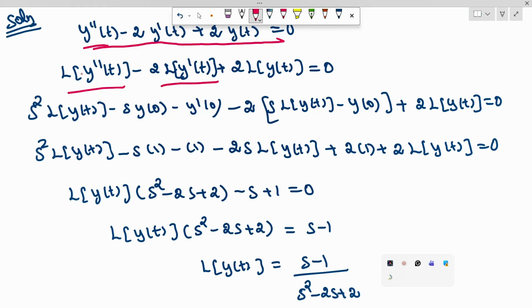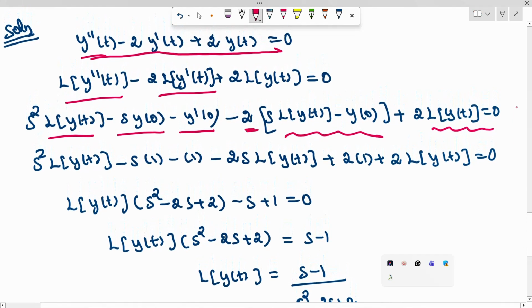We know the result for L of y double dash of t: s square into L of y of t minus s into y of 0 minus y dash of 0. And also apply the L of y dash of t result here. Minus 2, this 2 is common for all. Minus 2 into s into L of y of t minus y of 0, plus 2 into L of y of t equal to 0.